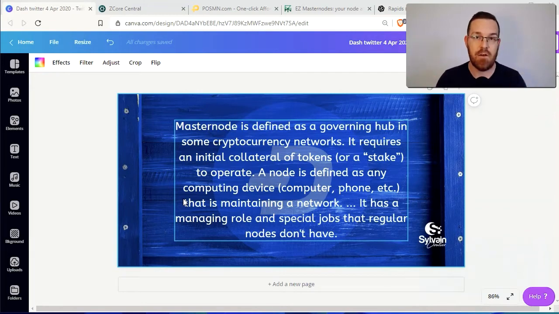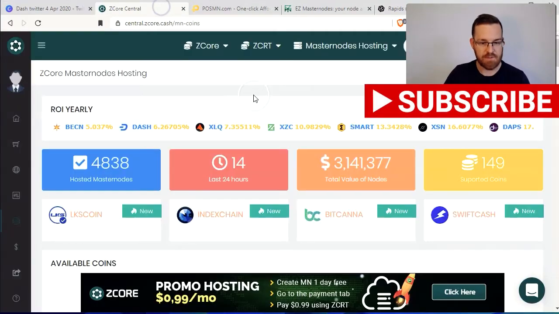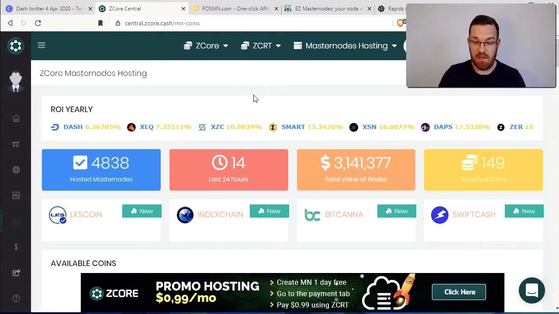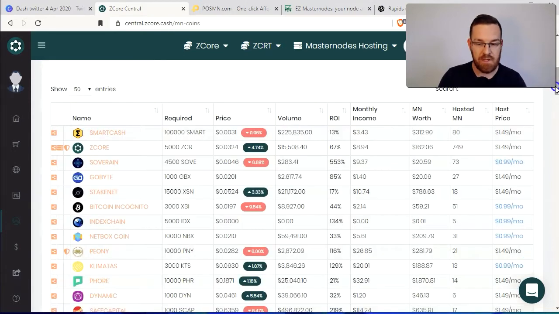Let's have a look at three websites you could look into to host your masternode. First, Zcore Central. That website has a lot of supported coins, mentioning 149. By hosted service, it just means that you need to prove you've got your collateral in your wallet, and then you connect with an IP and a public key. It's a much easier setup than setting up a VPS, for example. If you're a beginner, that's a really good option, rather than starting to set up your own VPS and stuff like that.